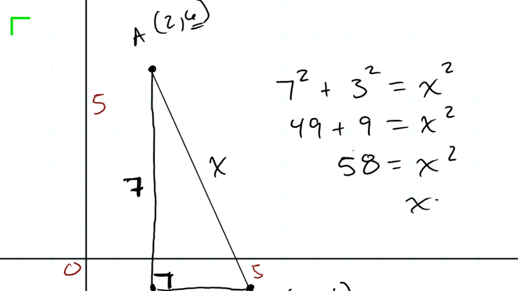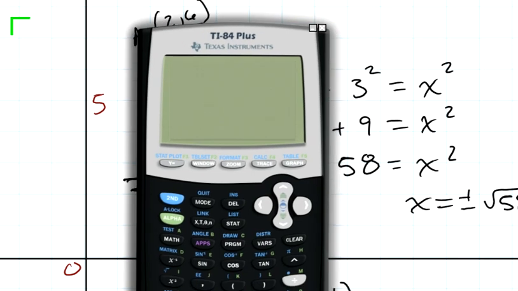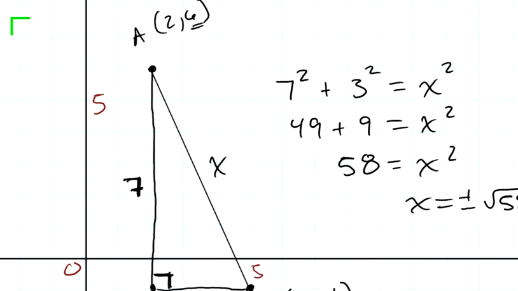So there's two solutions to this, right? Plus and negative root 58. But I only care about the positive root. So in fact, let me take a look at that as a decimal. The square root of 58, I get this thing, 7.615, etc. So x is approximately 7.615.